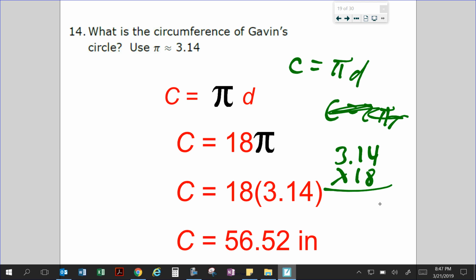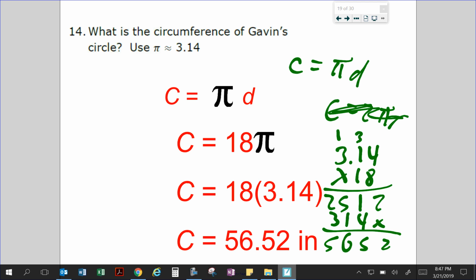8 times 4 is 32, carry the 3. 8 times 1 is 8, plus 3 is 11, carry the 1. 8 times 3 is 24, plus 1 is 25. 1 times 4 is 4, 1 times 1 is 1, 1 times 3 is 3. And then you jump 2 places: 56.52. Oh, so it's just inches because it's about circumference.